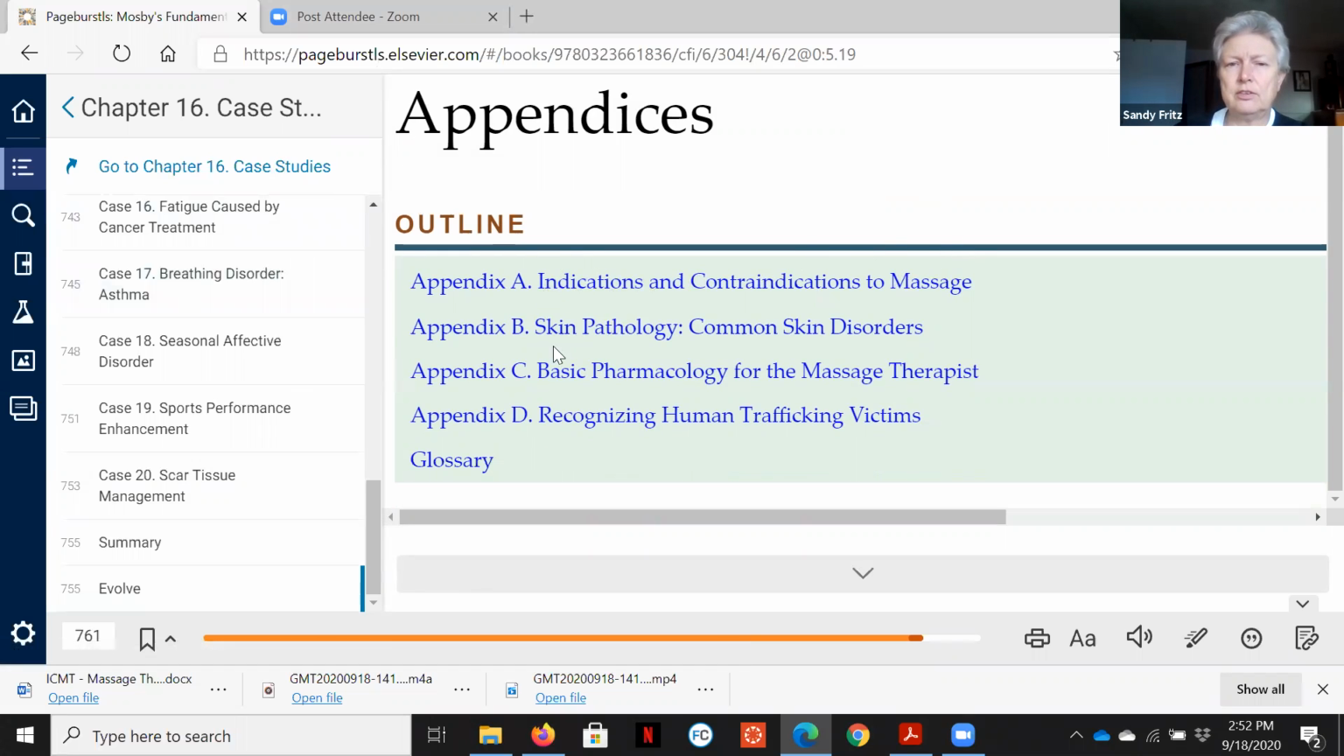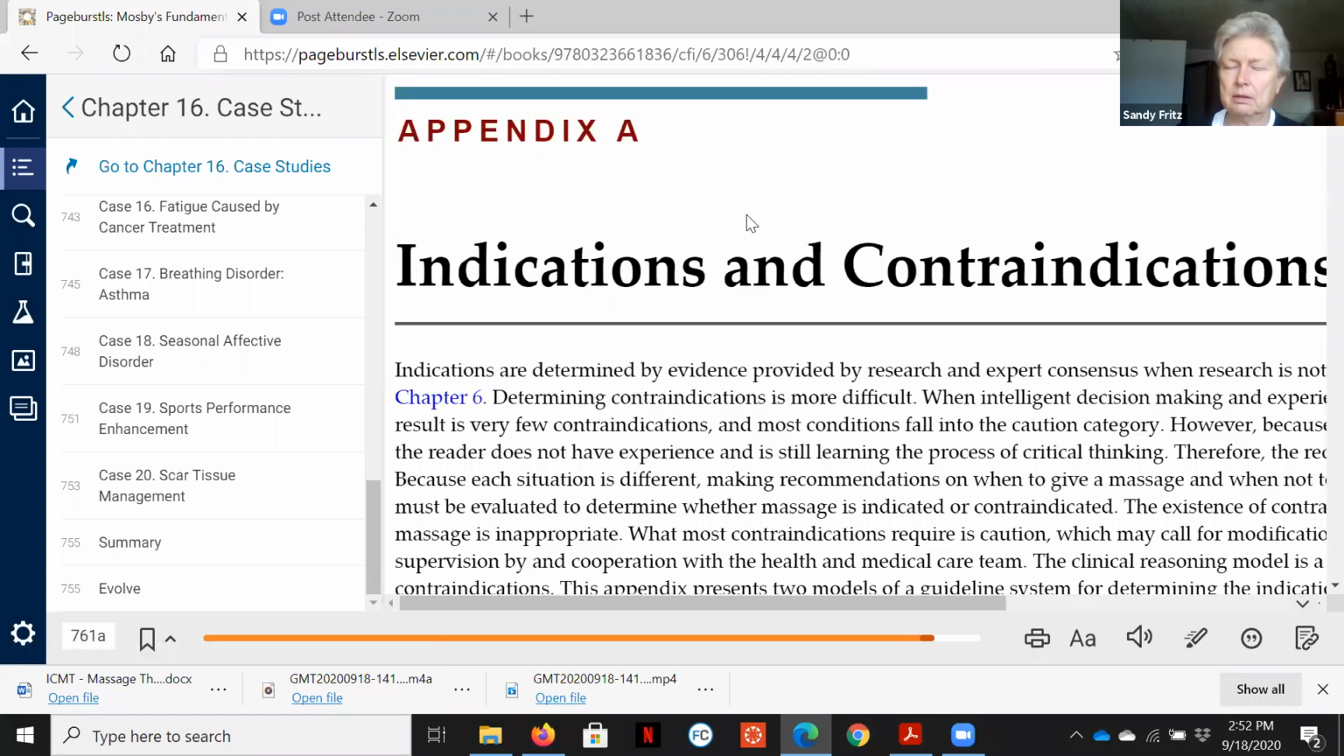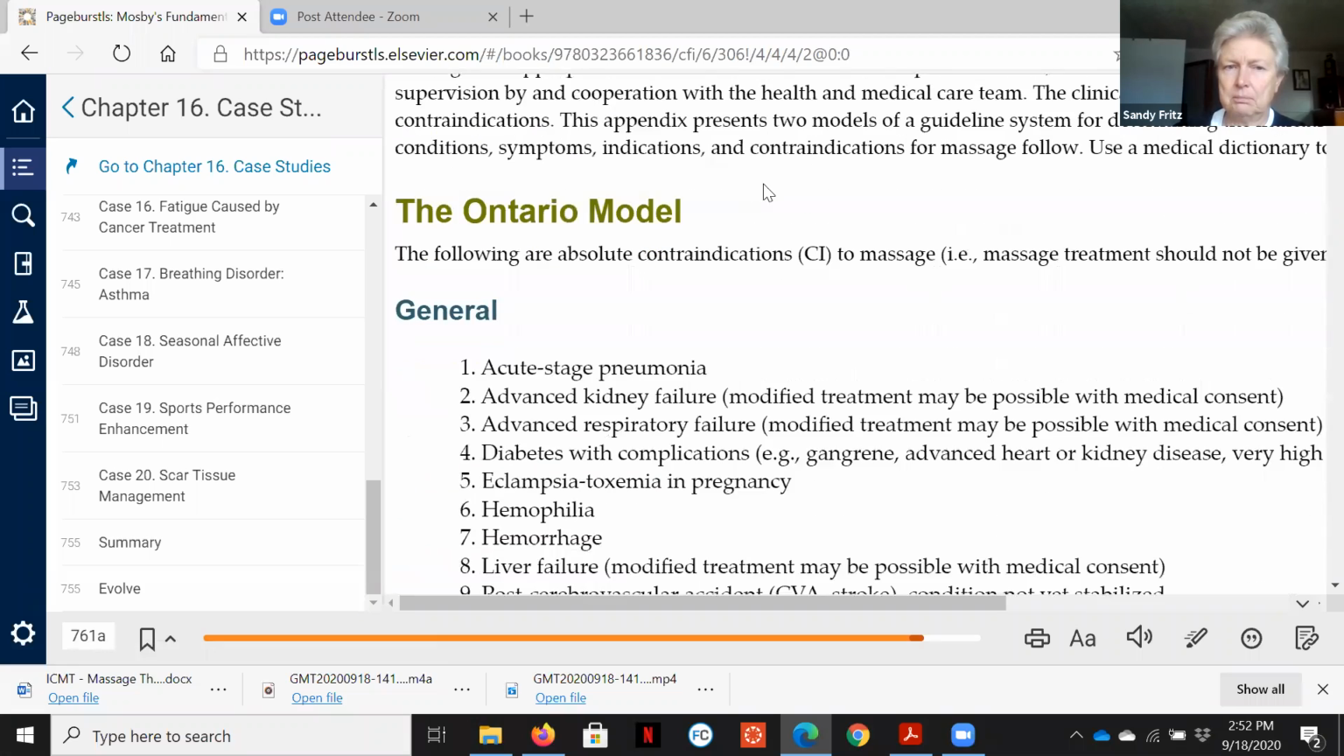Indications, contraindications, skin pathology, basic pharmacology, and then recognizing human trafficking victims and what to do about that. Those are the four, and then there's also a comprehensive glossary. Throughout the course of the program, you've been asked to access some of these, or you've been referred to them. So they also become a very good study source for the MBLEX exam.